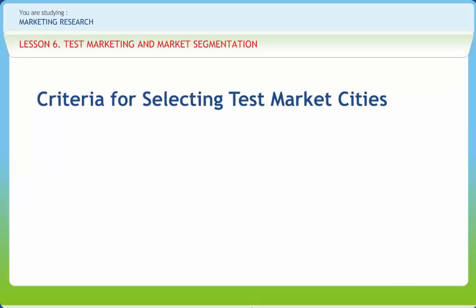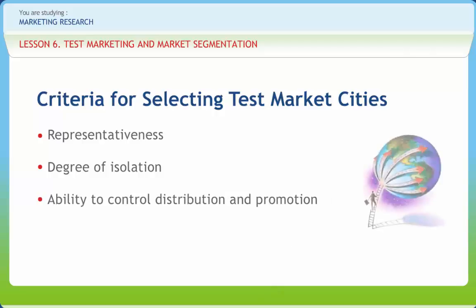Criteria for selecting test market cities depend on representativeness: do demographics match the total market? Degree of isolation: Phoenix and Tulsa are isolated markets. Los Angeles is not isolated. Ability to control distribution and promotion: are there pre-existing arrangements to distribute the new product in selected channels of distribution? Are local media designed to test variations in promotional messages?